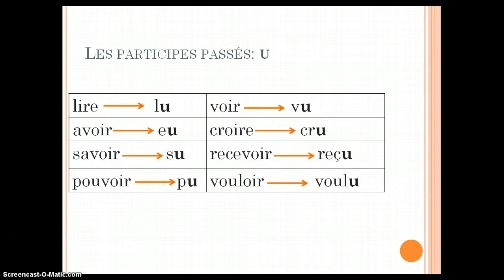So these verbs, despite whatever ending they have, change to u. So lire becomes lu, avoir becomes eu, savoir becomes su, pouvoir becomes pu, voir becomes vu, croire becomes cru, recevoir reçu, vouloir voulu. These verbs are irregular. So even though, for instance, avoir ends in ir, it changes completely into u. Even though savoir ends in ir, it changes to su, as goes with the rest of the verbs.